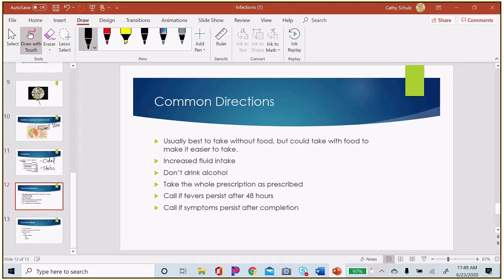When we come back, we'll go through common directions that we have to give everybody who is taking an antibiotic, and common side effects that we always have to tell people about. These are for all antibiotics in general, and then there'll be certain ones that we'll highlight as we go through different antibiotics.